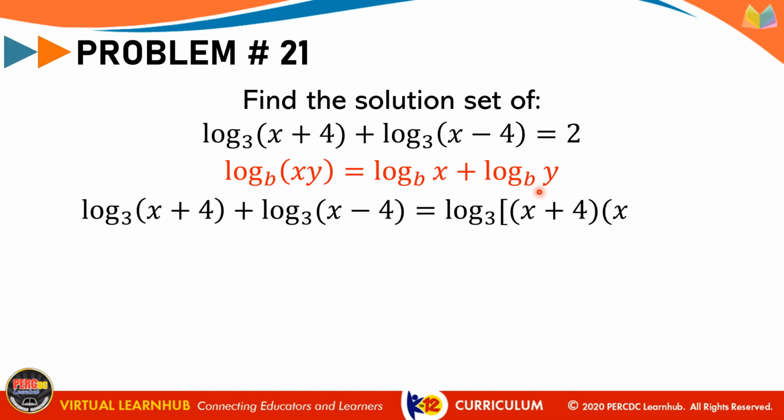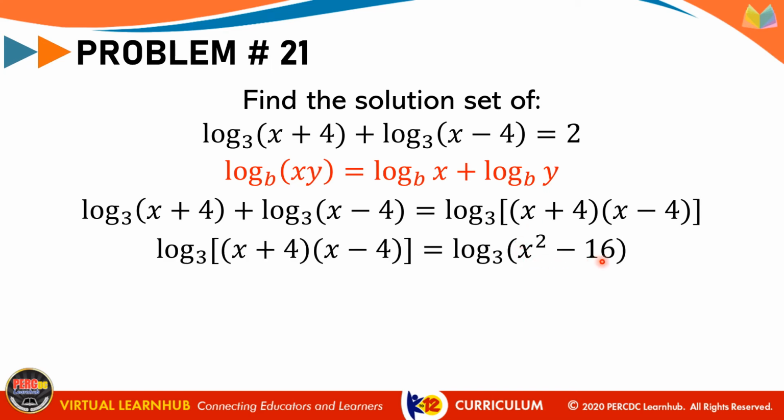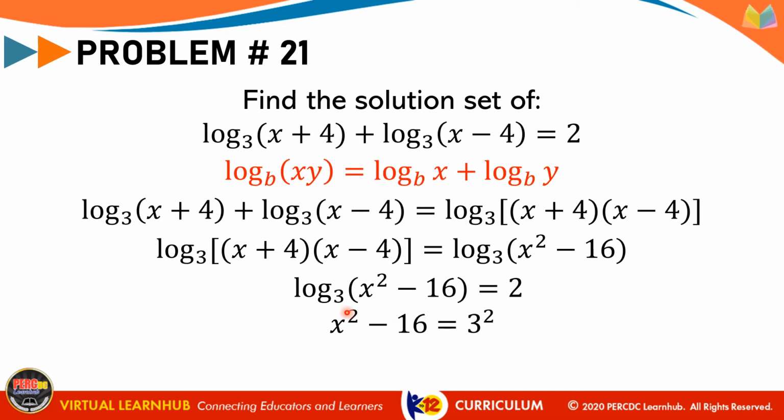Our log of x plus 4 to the base 3 plus log of x minus 4 to the base 3 will be equal to log of x plus 4 times x minus 4 to the base 3. And that is equal to log of x squared minus 16 to the base 3. Therefore, giving us log of x squared minus 16 to the base 3 is equal to 2. Converting this into exponential form, we will have x squared minus 16 equals 3 squared, or x squared minus 16 is equal to 9.